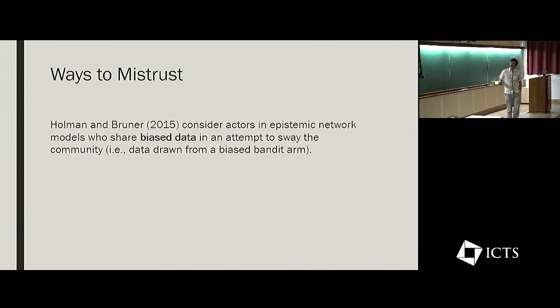There are different ways in which you could do this. I'll just point to one model by Bennett Holman and Justin Bruner, Kalen's collaborator, who's been mentioned a few times. They consider actors in a very similar kind of epistemic network model where some of the agents share biased data. The idea is that they're attempting to sway the population in one direction or another.